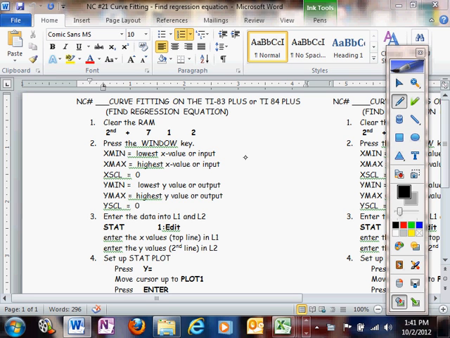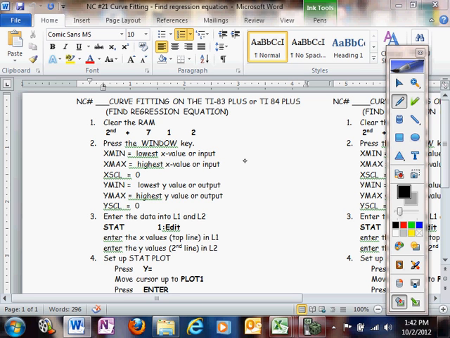So first I'm just going to read through it. The first thing you always want to do is clear the RAM in your calculator, 2nd plus 7, 1, 2. There could be data from a previous problem. Maybe your window's been adjusted to some other problem, and it's just always easier starting off with a fresh calculator. So clear your data.